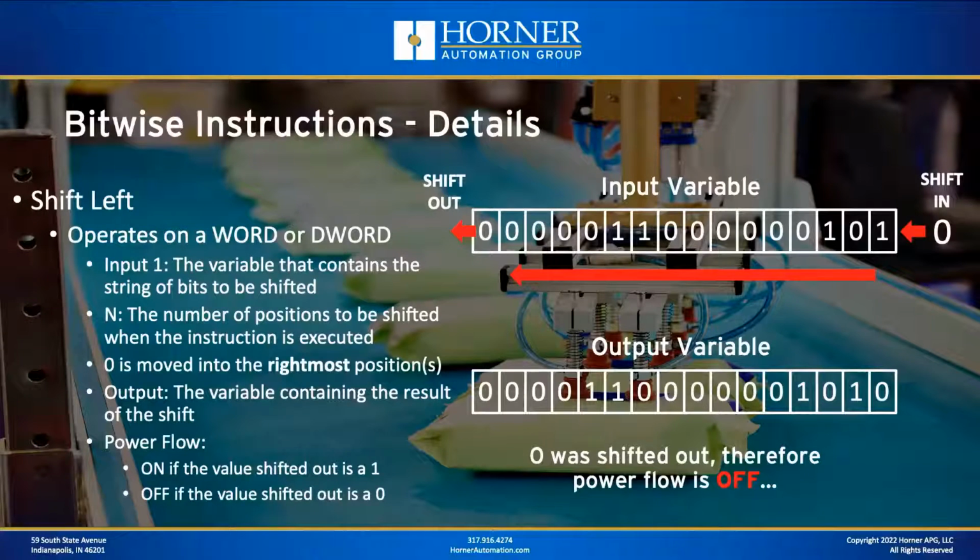So you can see that our rightmost position contains that 0 now that was shifted in. And because we shifted out a 0 from the leftmost position as a function of the shift, we are not going to pass power flow to indicate that a 0 was shifted out. Okay, so graphically that's what's going on.